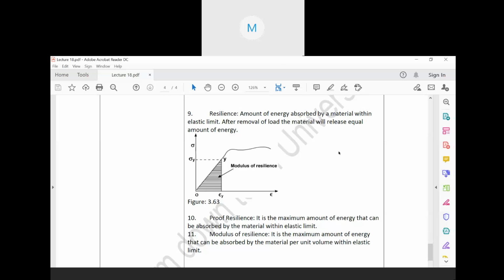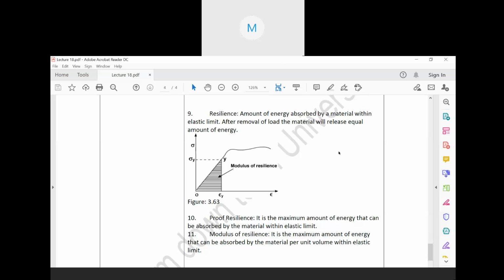Under resilience, within the elastic limit, the material will have to come back to its original state. I apply some force, it will expand. But in order to come back to its original state, it will release some energy. That energy is known as resilience. Okay. So after resilience, it is proof resilience.